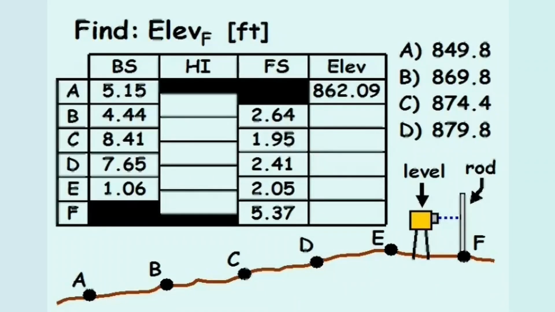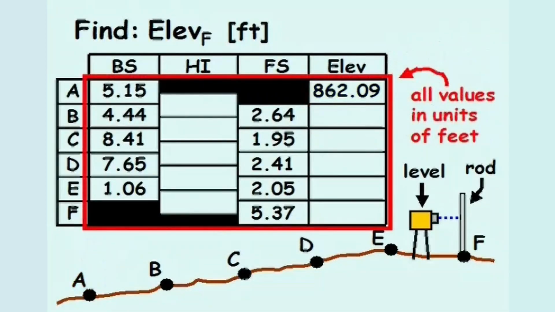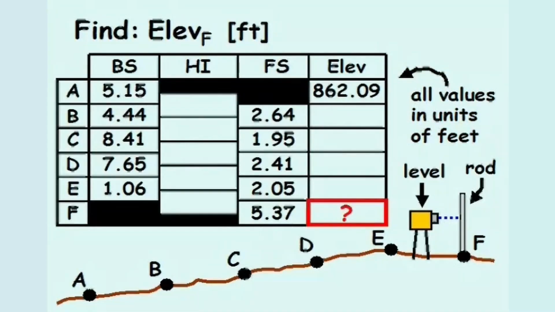Find the elevation at point F in feet. In this problem, points A through F are positioned along an open traverse. Survey data is provided, which includes the backsite readings, the foresight readings, and the elevation at point A. All length values in the data table are in units of feet. The problem asks to find the elevation at point F.